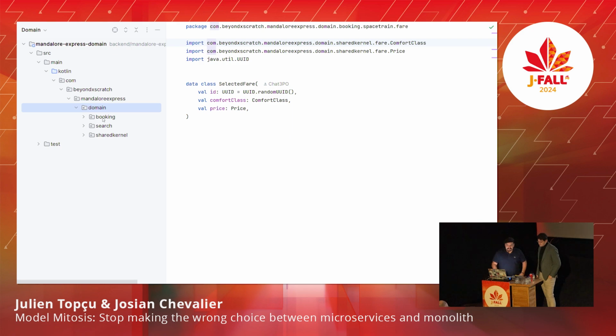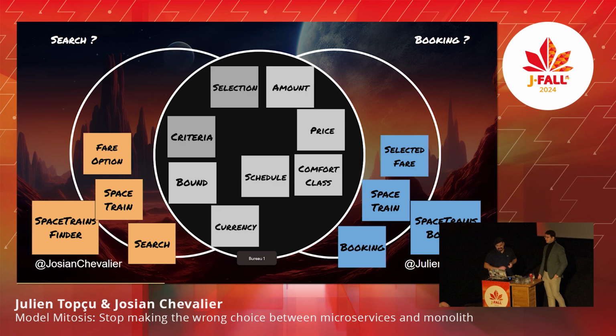So here you can see that we finish with something really clean with the booking, the search, and the shared kernel. I have to admit I'm not sure where each concept went. Okay. Looks like you don't understand code, so let's do some drawings. Thank you. Okay. So you see that amount, price, schedule, comfort class, and currency, they have to be the same between search and booking. So we put them apart.